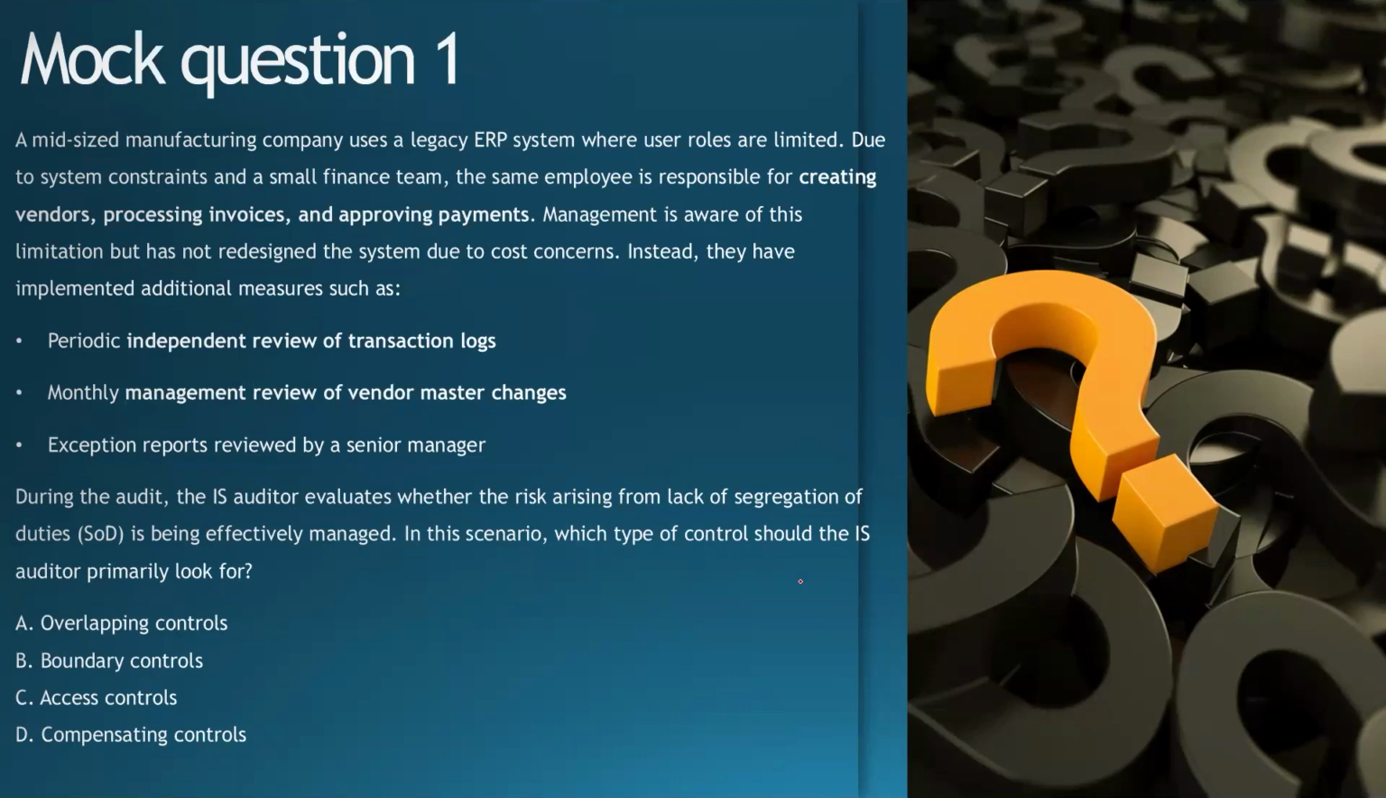It is not enough just to understand what a compensating control is. You also need to understand overlapping control, boundary control, and access control. Restricting access to a physical or logical environment is access control. The question doesn't speak about it. Overlapping control: one particular risk is addressed by two different kinds of control, multiple controls for the same risk. Boundary control is establishing a boundary, either at the start of a transaction or the end of the transaction, you have a control check, which is called a boundary control.